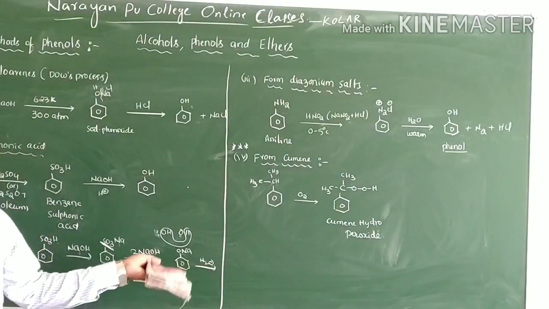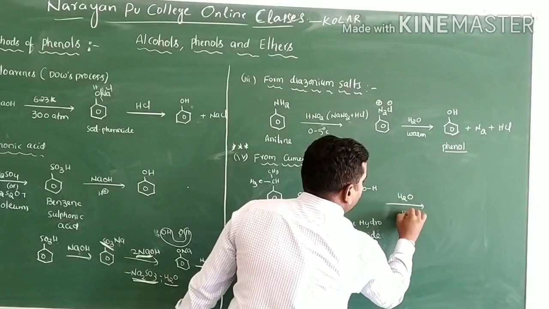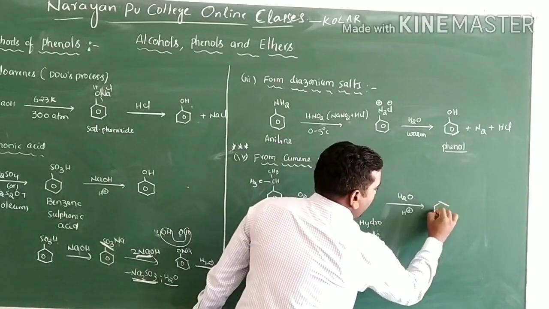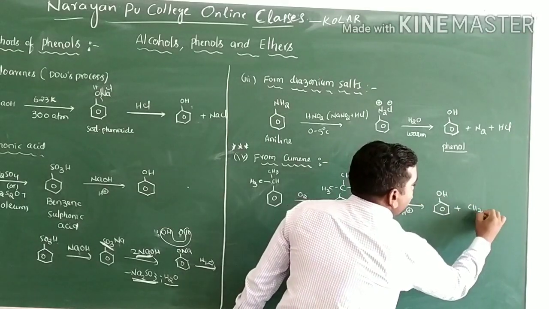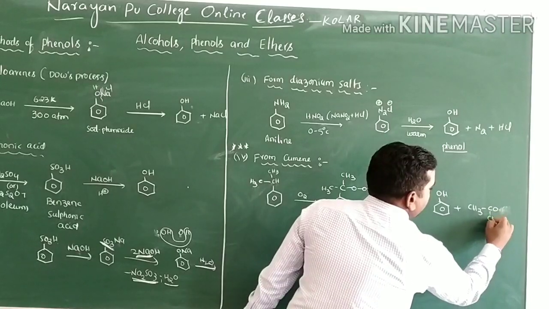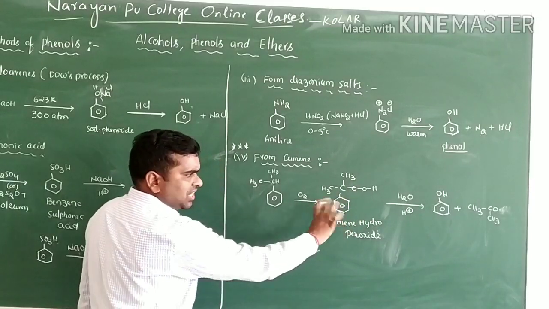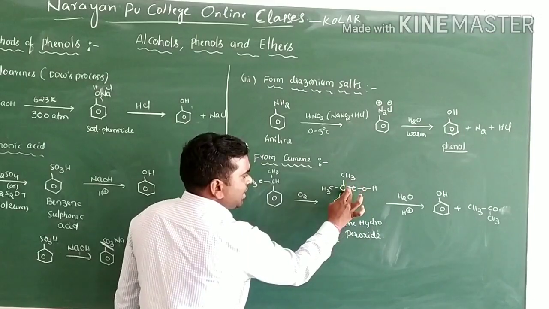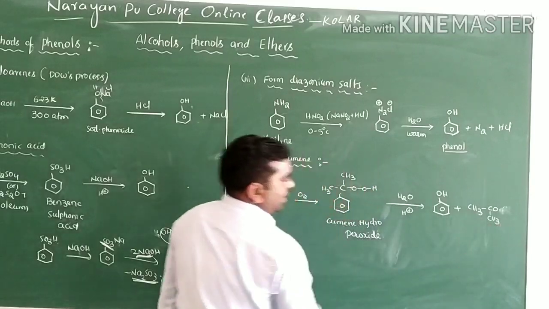Next, what you have to do? Do the hydrolysis in acidic medium. Then you will get phenol, and along with the phenol you will also get acetone. Clear? The benzene will shift here and this bond will come here, the C-O bond converted into a double bond, and you will get phenol and acetone.